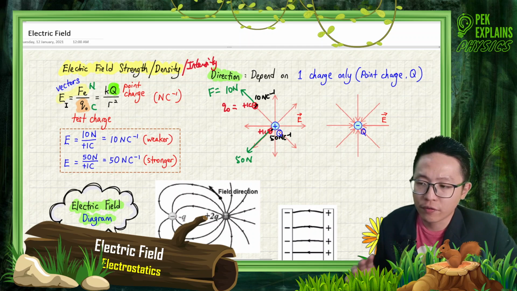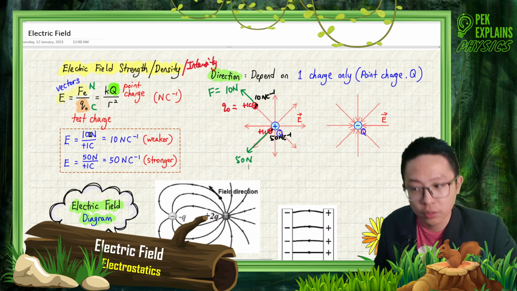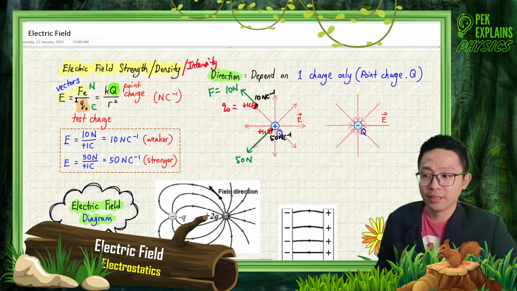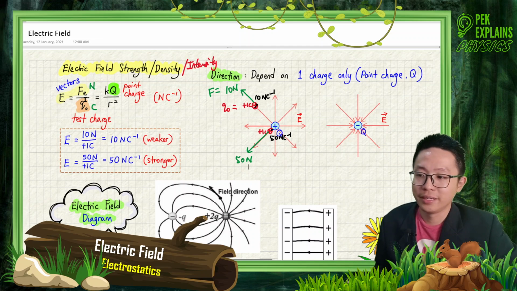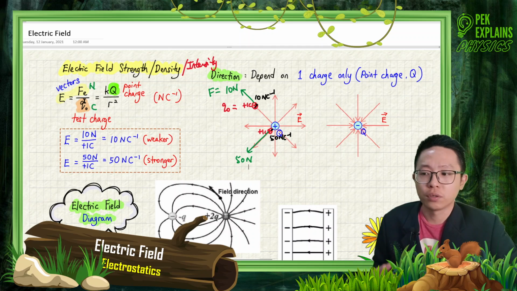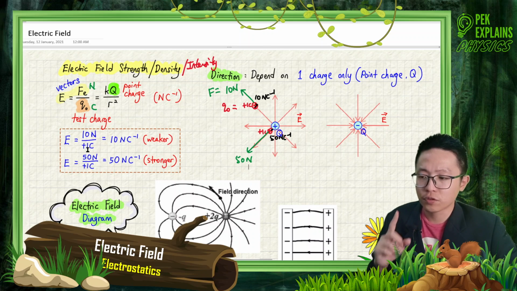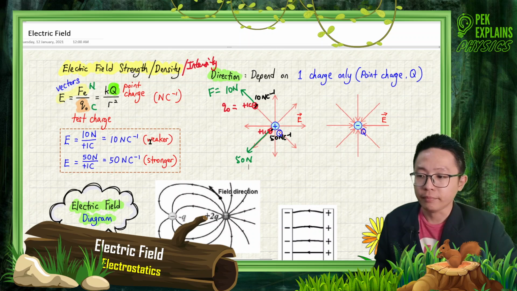So we can say electric field strength is actually force for 1 coulomb. Force is a vector, isn't it? That's why electric field strength is actually the force for 1 coulomb. Like an electric field strength of 10 Newton per coulomb means the force for 1 coulomb of charge is 10 Newton. So electric field strength is actually force per unit charge.